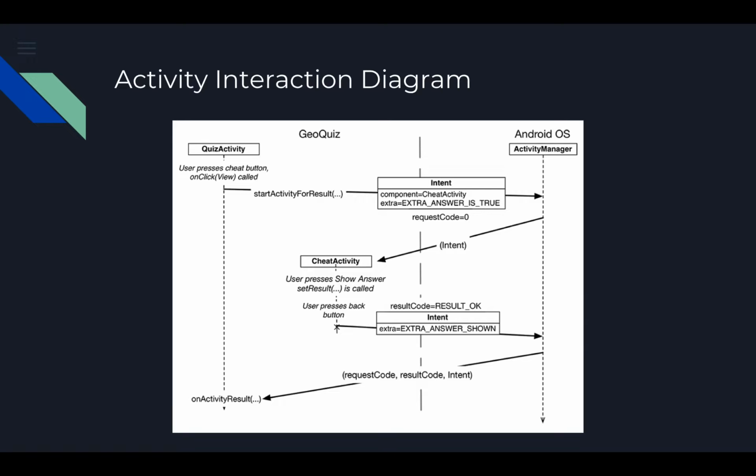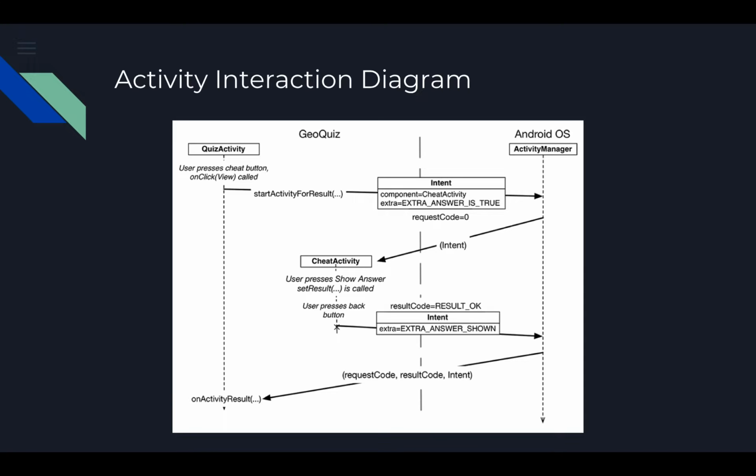So what we're going to do is, in the quiz activity, we get a reference to the button, and then we have an on-click listener, right? And when that gets called, we're going to call this middle function, startActivityForResult. And that's going to send it off to another object called an intent. And that has a few member variables in here. That's how you define that.